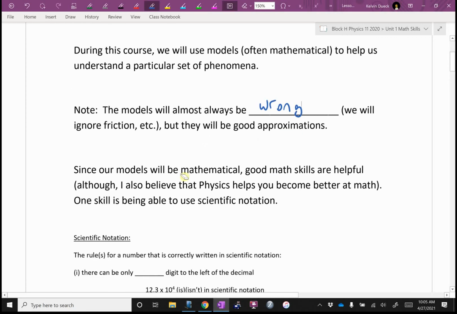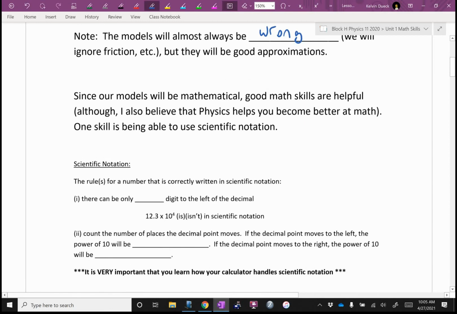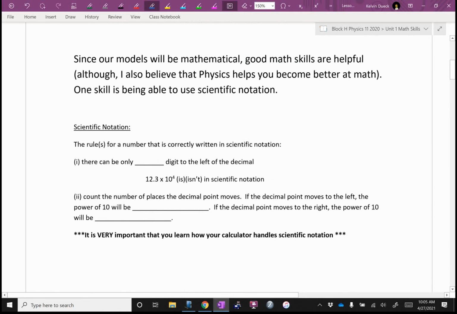Since our models are mathematical, good math skills are helpful, but I believe physics helps you become better at math. One math skill that we're going to start out with is becoming comfortable with scientific notation. What are the rules for a correctly written number in scientific notation? There can be only one digit to the left of the decimal. So 12.3 times 10 to the fourth is or isn't in scientific notation.